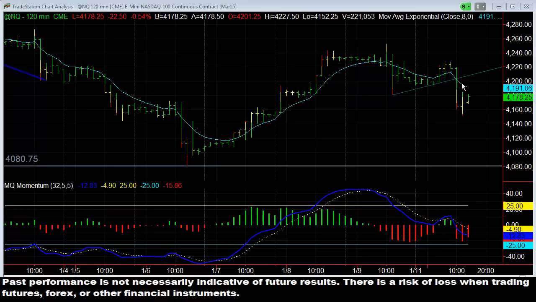Now there's a couple different things, all the stars kind of aligned here for the Nasdaq to go lower first thing this morning. First thing we were looking at was we had weakening momentum here on the 120-minute chart and also on the 240-minute chart. So we had bearish momentum on the 120s and 240s.